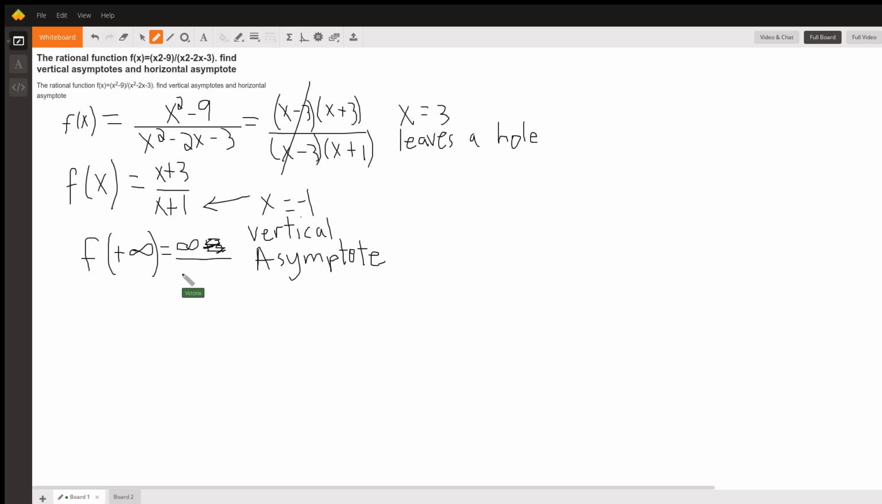And on the bottom, we would have infinity plus 1. And again, with a number as big as infinity, the plus 1 doesn't matter. So this is some huge number divided by itself. And so that equals 1. It would be the same if these were negative. And so this is where our horizontal asymptote is.